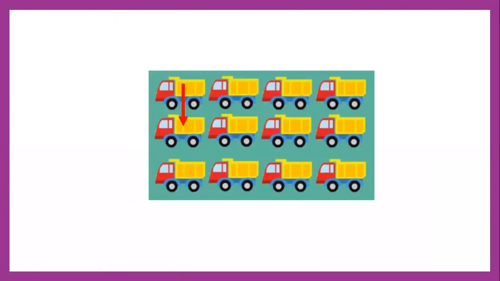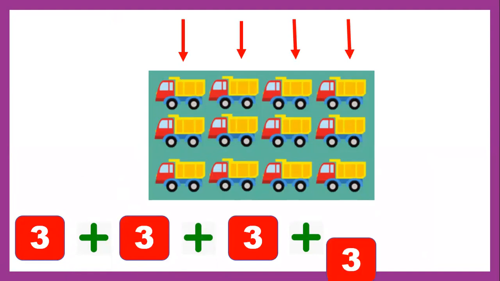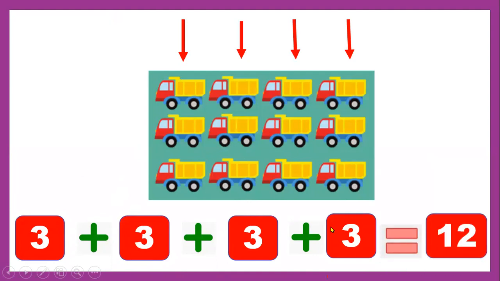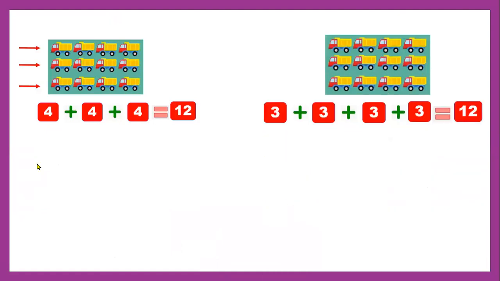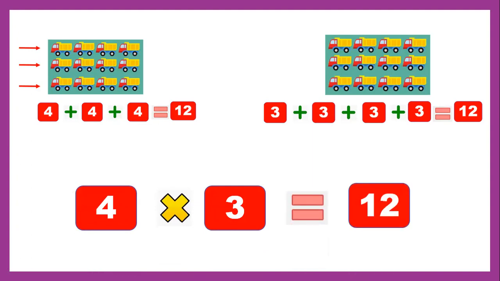When we talk about columns, we have one, two, three, and four columns. In each column we have three trucks, so 3 plus 3 plus 3 plus 3 makes 12. So rows and columns make arrays. How many rows in this picture? We have three rows and four columns, which equals 12. In this way you can understand what arrays are.